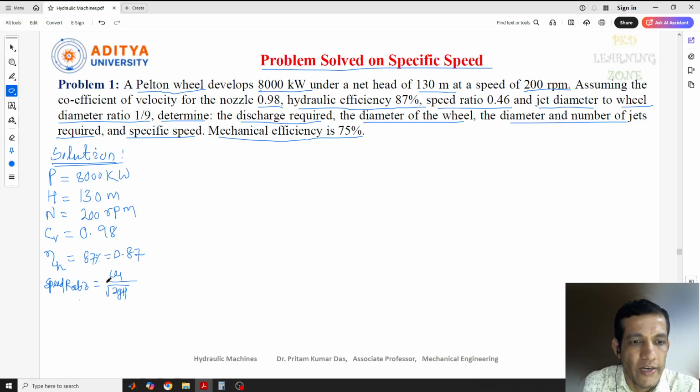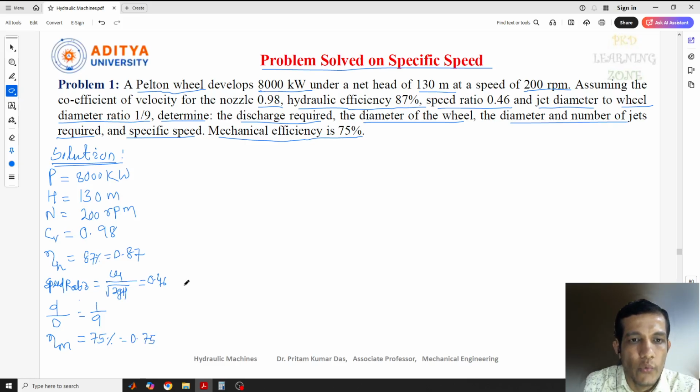So the speed ratio value given is 0.46, and the jet diameter to wheel diameter ratio is given. The diameter of jet is small d, and the diameter of wheel is capital D. This is given as 1/9, and next is the mechanical efficiency, which is 75%, or we can write this as 0.75.